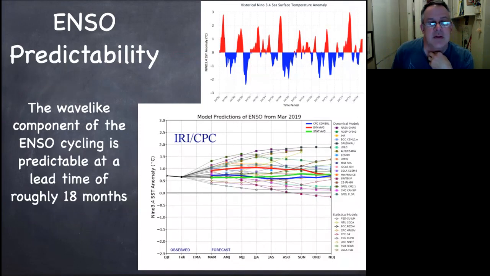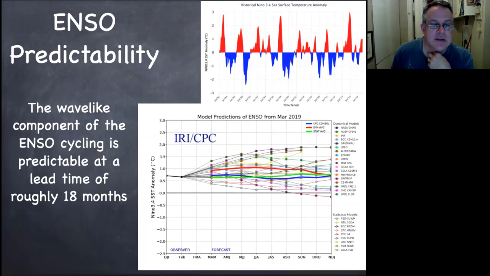Since that model, there have been lots and lots of models that are being trained to do this. Here is an example of an ensemble from a couple of years ago. You can go look this up if you want. Right now on the IRI CPC, you can go and look at what the anomaly has been to date, and then what the projections are for the next year and a half or so.